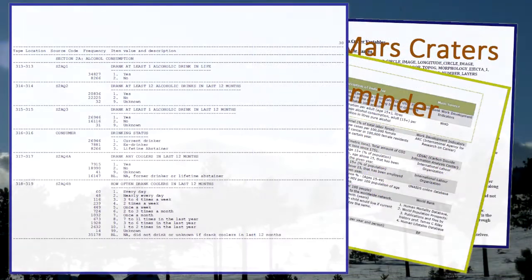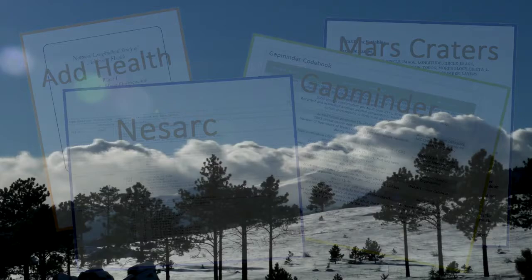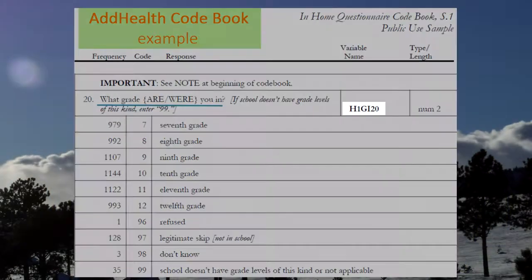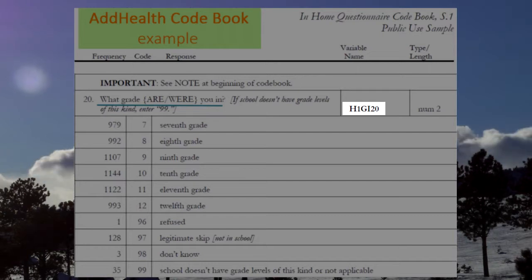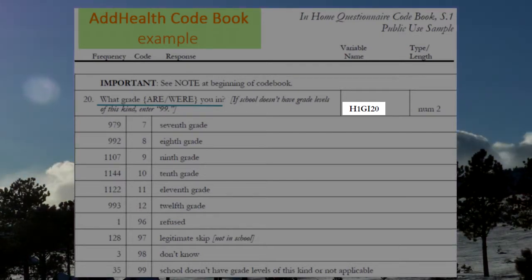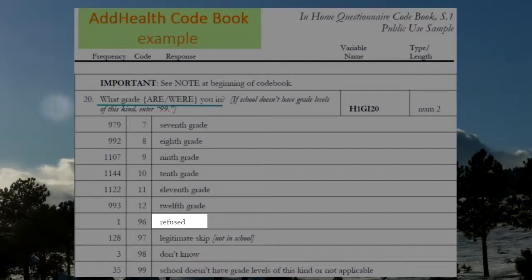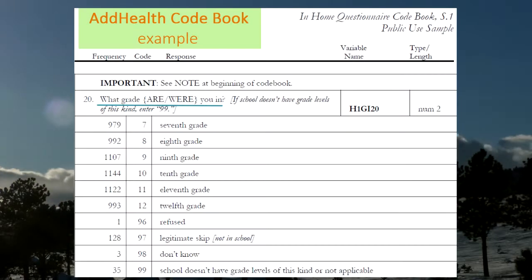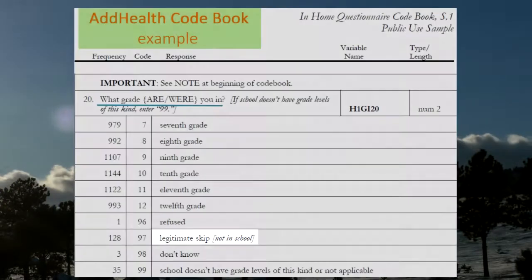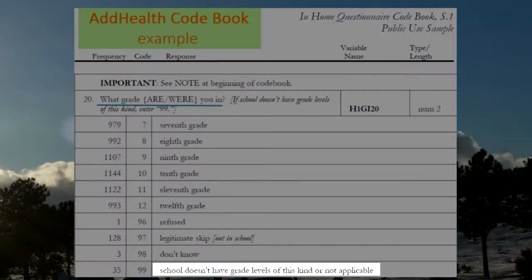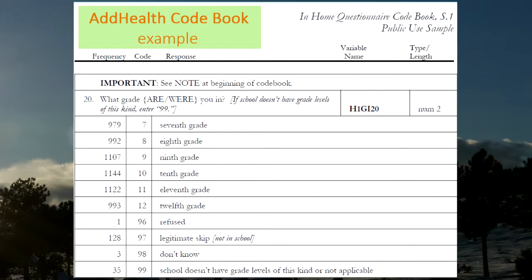In the AdHealth codebook, each variable has a description of what is measured. In this case, it's the question of what grade you're in. A codebook will also include the various measurement or response options. For this variable, possible response options include 7th through 12th grade, refusal to answer the question, a legitimate skip for those not in school, don't know, and the school does not have the grade levels or the question is not applicable.